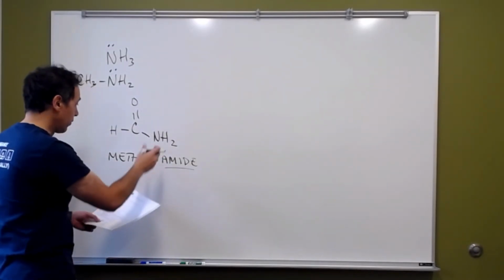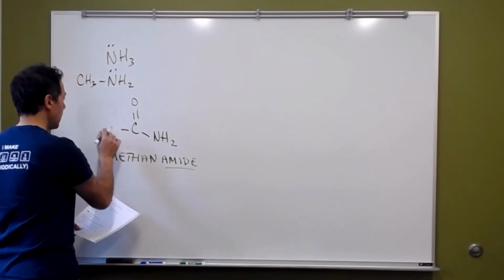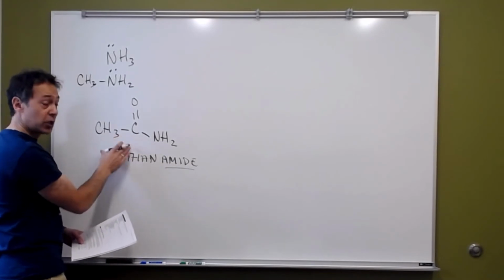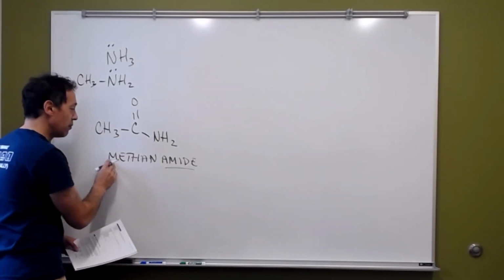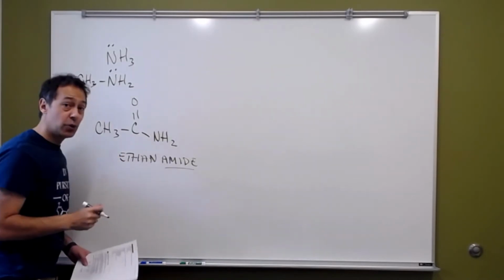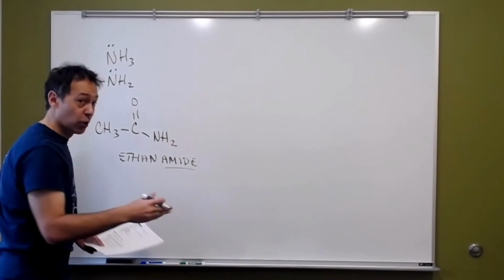Now, if we were to add some carbons onto this, like say if we were to add a CH3 on this, now we have two carbons, and instead of methanamide, it would be ethanamide, two carbon atoms on there. And if we added three, it would be propanamide.